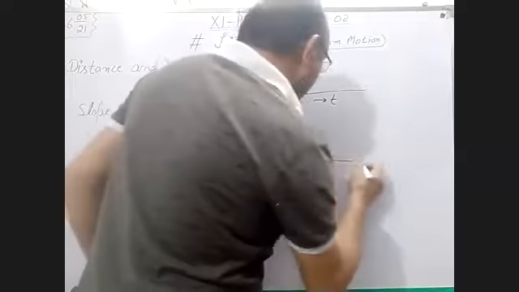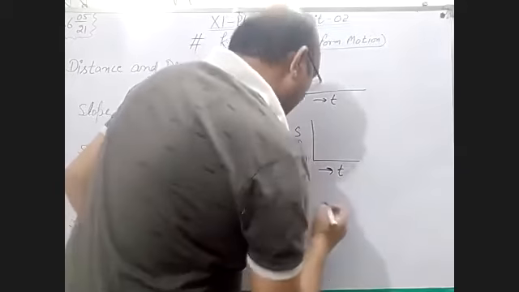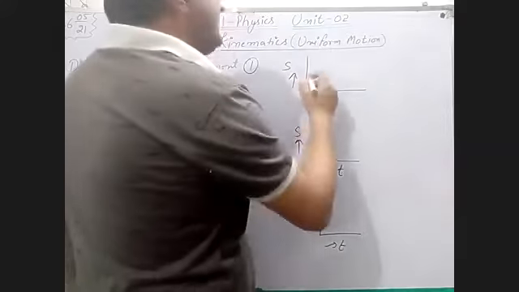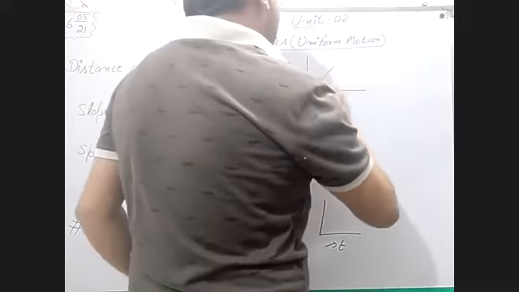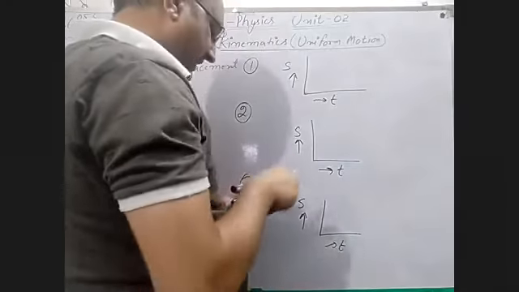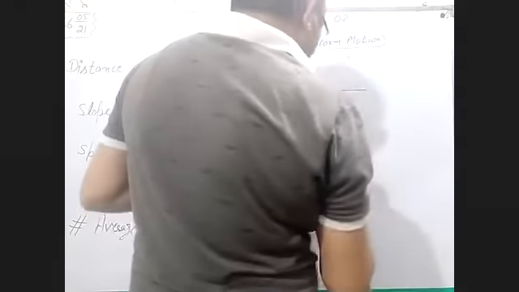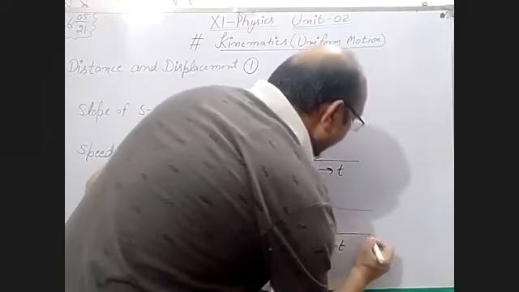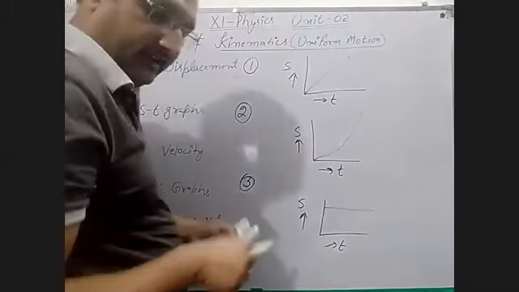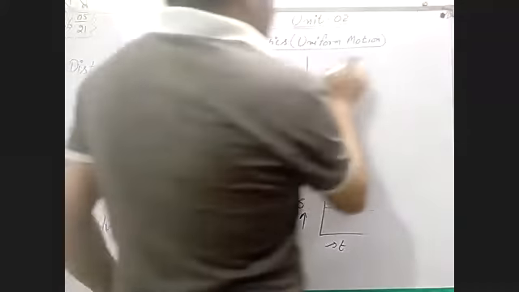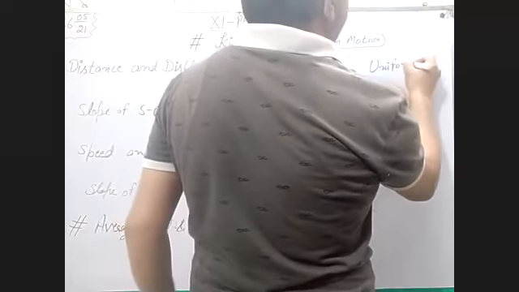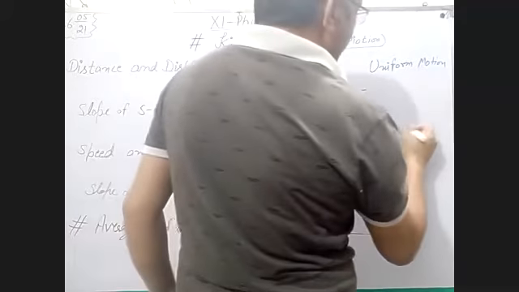ST graphs are of 3 types. One is a straight inclined line. Another is curvilinear, and another one is a straight line parallel to the time axis. And you know very well, this straight inclined line of an ST graph shows uniform motion, and this curve shows non-uniform motion.